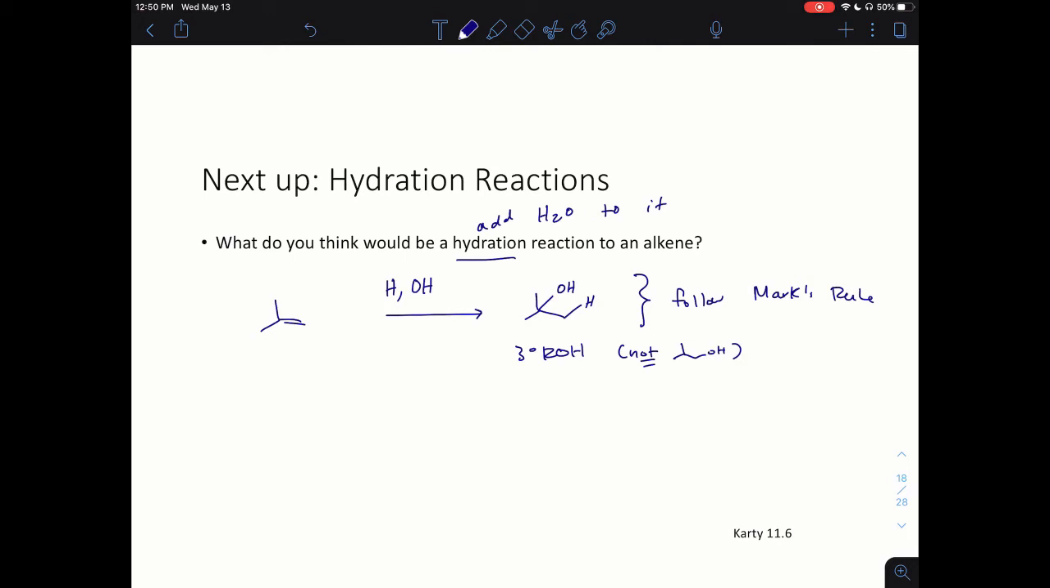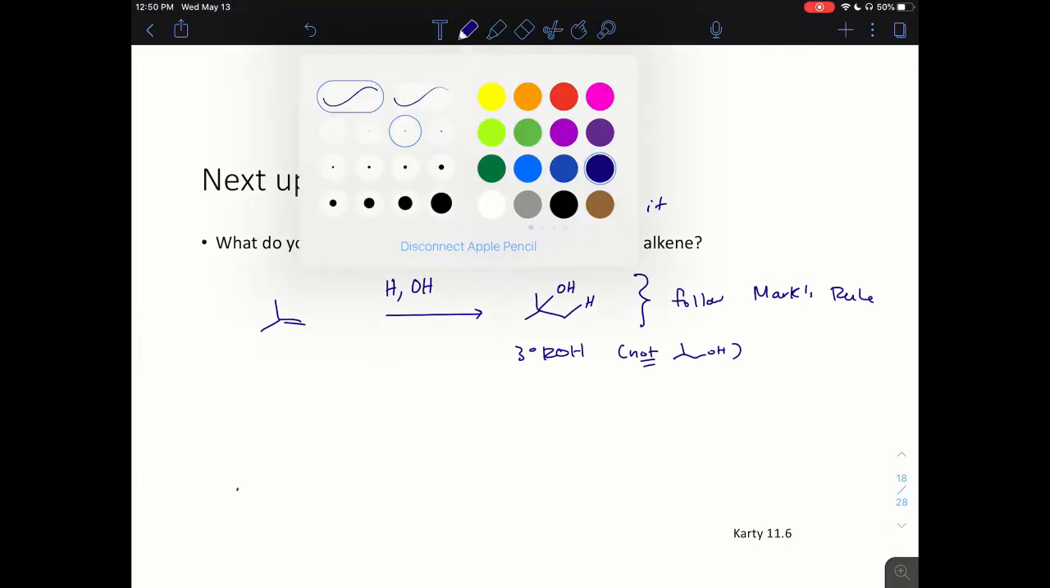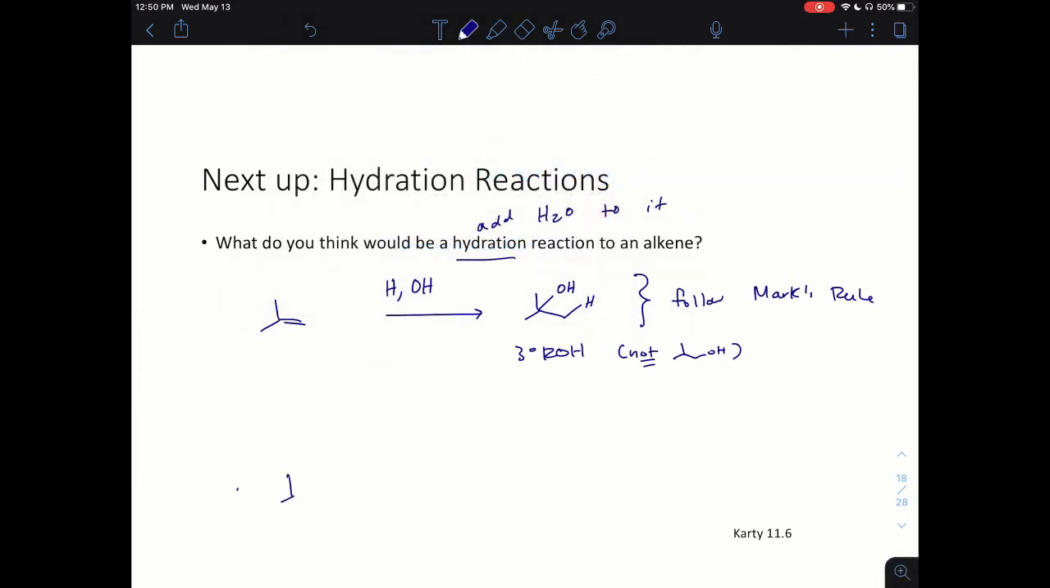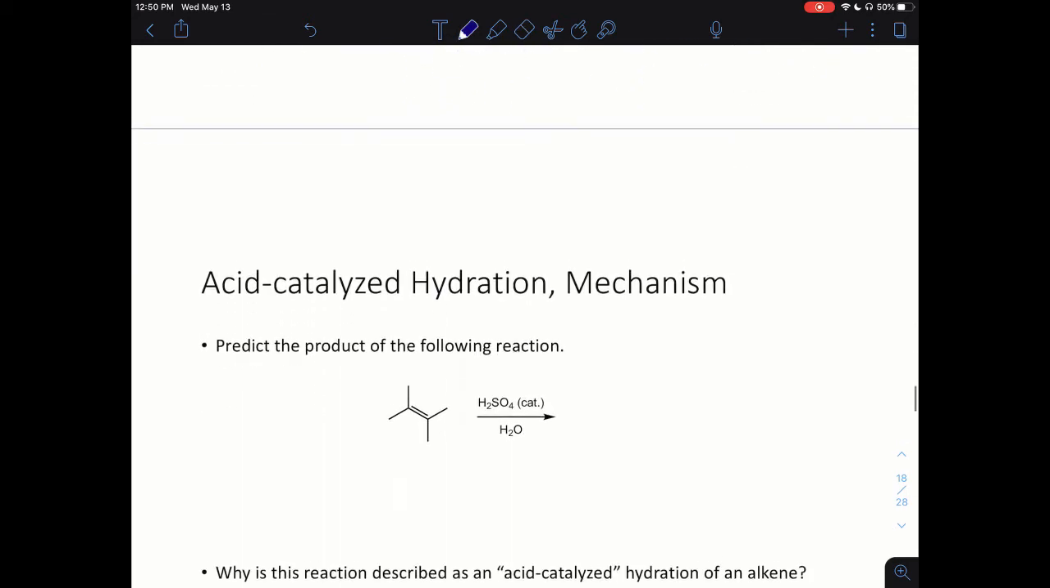Cool. You think water is just going to add? No, well, it's definitely not. So we're not just going to be able to take the alkene and treat it with water and get a hydration. That's crazy. Water's just not that reactive. Otherwise, we'd be in huge trouble since we are 70% water.